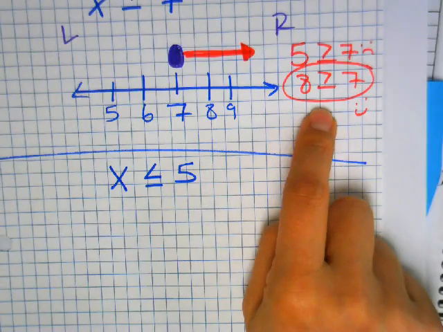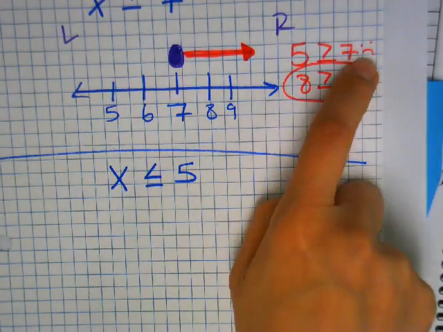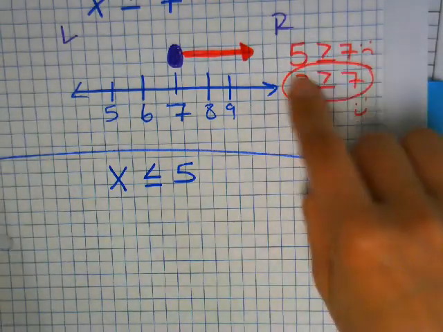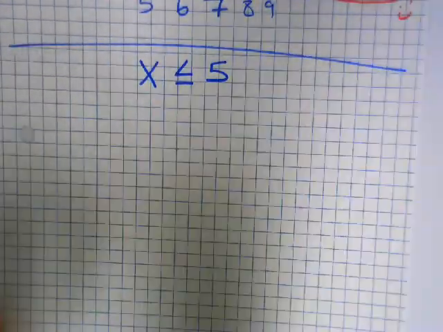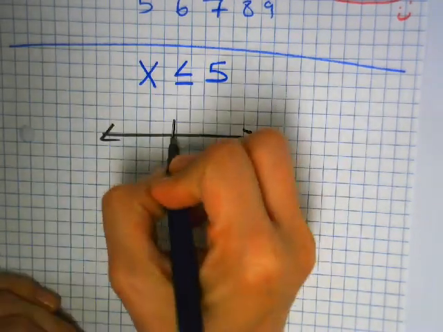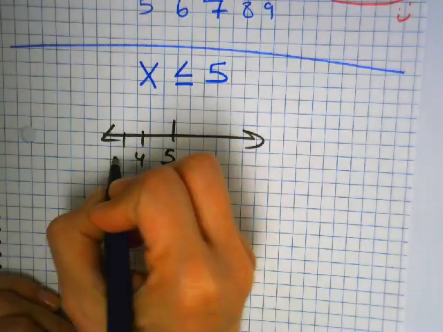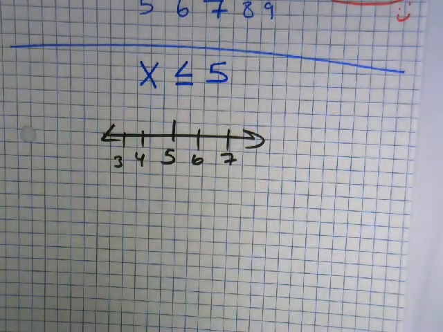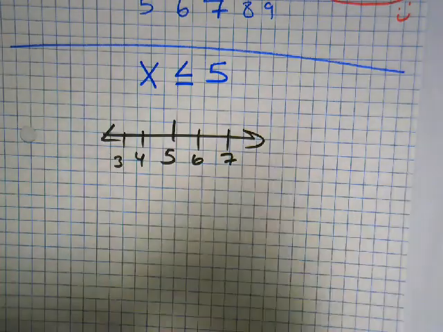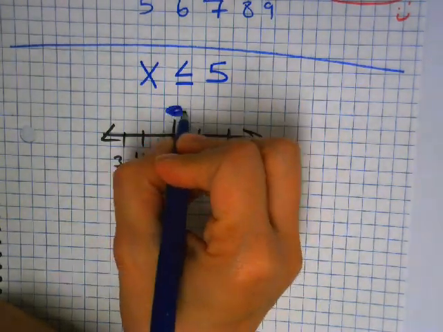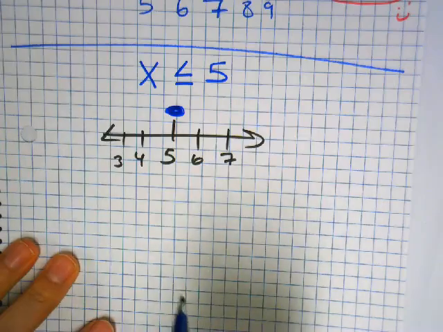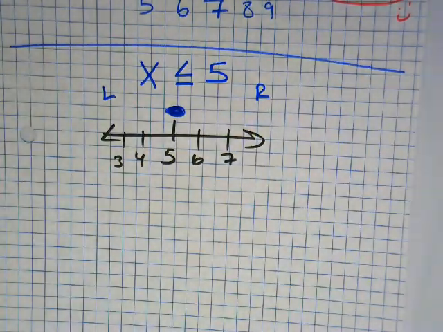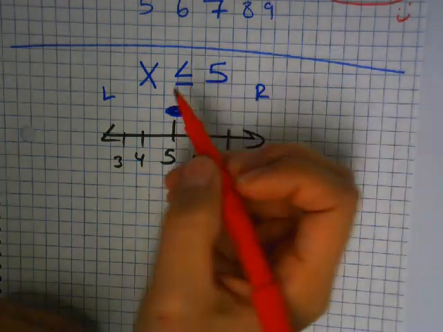Some of you can do this in your head. I'm writing it down for those of you who are still kind of like, I don't get the left or the right, Miss O'Malley. Cool, we'll do this. Okay, so number line. Which number goes in the middle? 3, 4, 5, 6, 7. Open or closed? Closed. Left or right? Left.